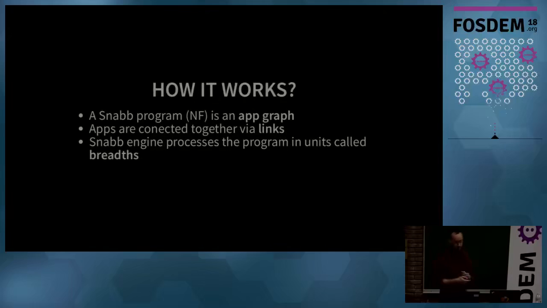How it works. In Snabb, a network function is essentially a collection of apps connected together via links. And once we have this graph of apps, we pass it to the Snabb engine that is going to run it in units called breaths.